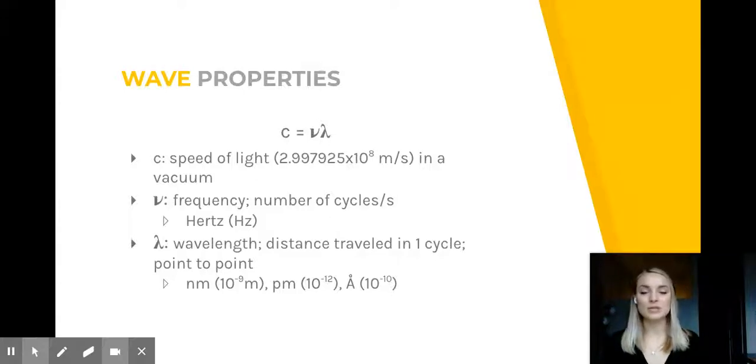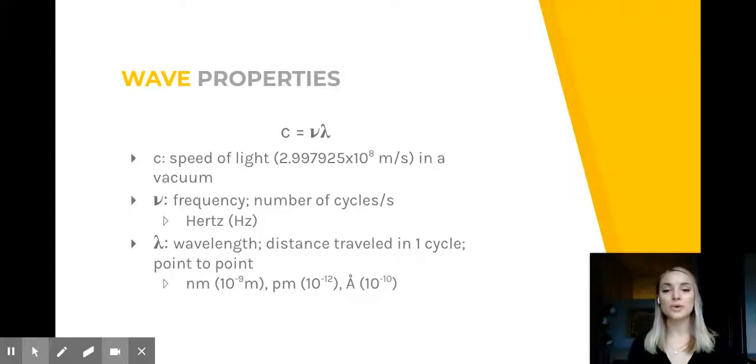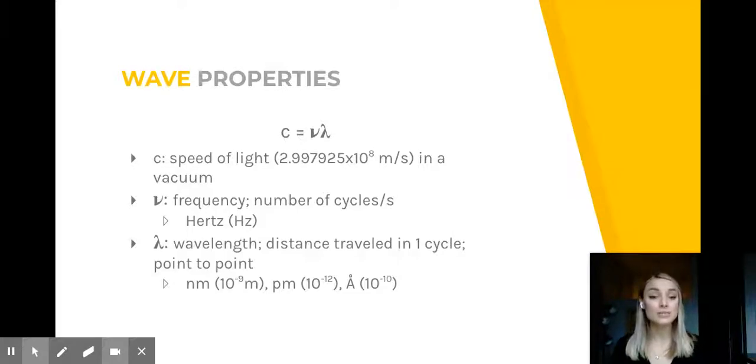Lambda, or wavelength, is measured in nanometers, picometers, or angstroms, and that would be 10 to the negative 9th meters, 10 to the negative 12th meters, or 10 to the negative 10th meters, respectively. It should be noted that angstroms are not an SI unit, but they are oftentimes convenient when we're talking about wavelengths, specifically electromagnetic radiation wavelengths, because of the scale.